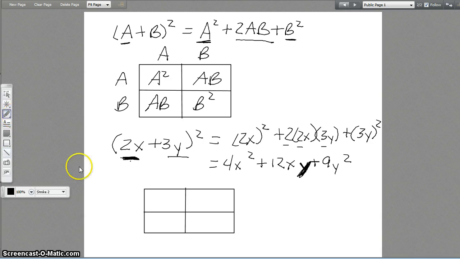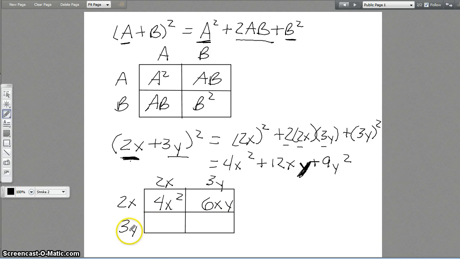Okay, so now go back to writing. We have 2x, and we have 3y. 2x and 3y. 2x times 2x is 4x squared because we have to multiply the coefficients, not just the variable. Top right box, 2x times 3y.